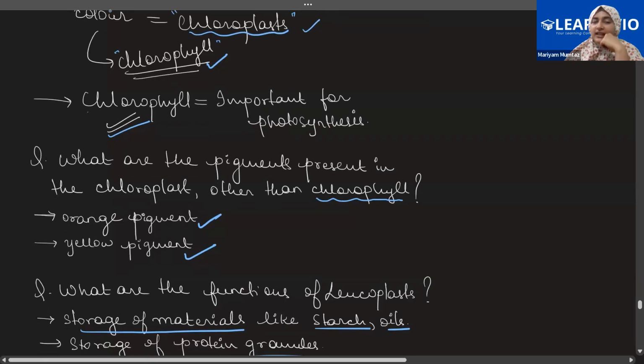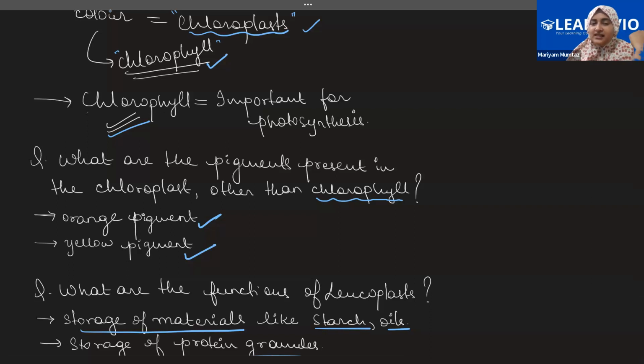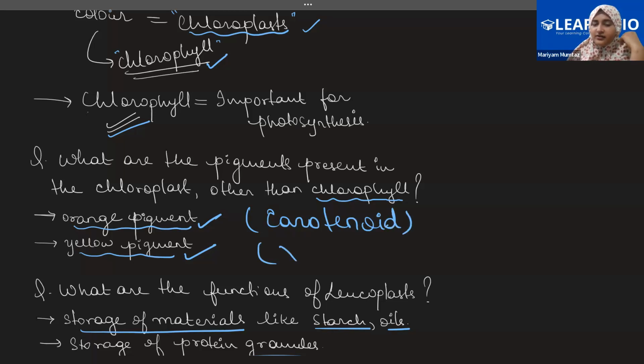Now, apart from the green pigment chlorophyll, there are other pigments present in the chloroplast, such as an orange pigment and a yellow pigment. The orange pigment is known as carotenoid, whereas the yellow pigment is known as xanthophyll.